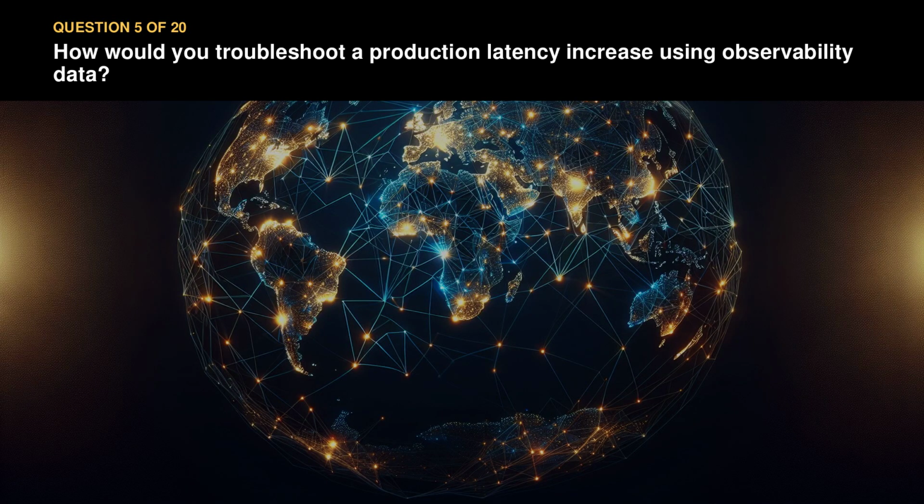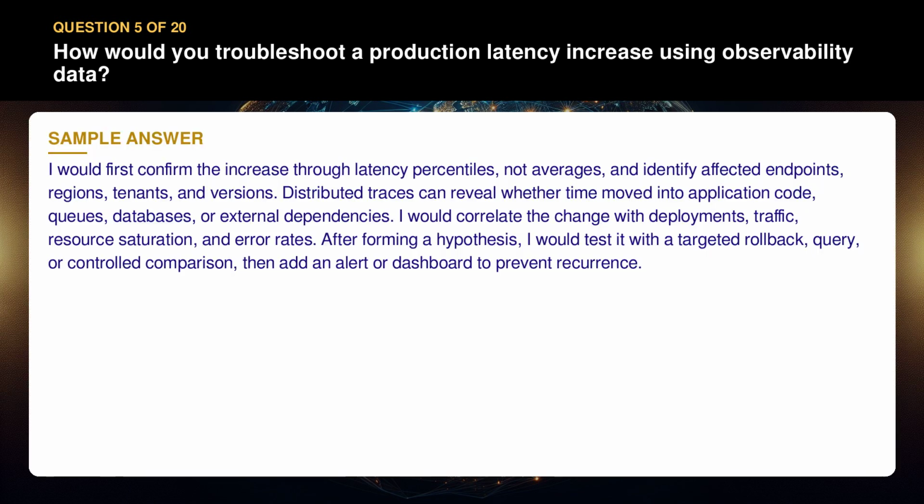Question 5. How would you troubleshoot a production latency increase using observability data? I would first confirm the increase through latency percentiles, not averages, and identify affected endpoints, regions, tenants, and versions. Distributed traces can reveal whether time moved into application code, queues, databases, or external dependencies.